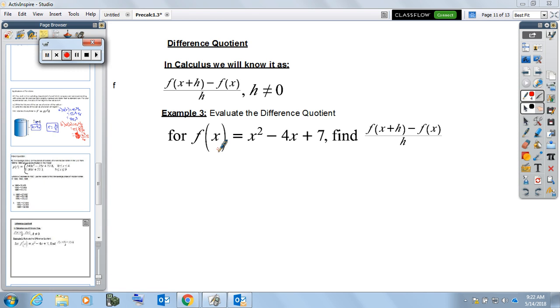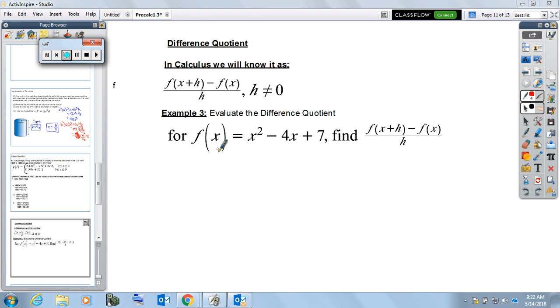Alright, ladies and gentlemen, in this video our goal is to define what the difference quotient is and do a couple of examples along with it as well. So the difference quotient, what is it? Well, basically it's just a simple ratio. It's really all that it is.